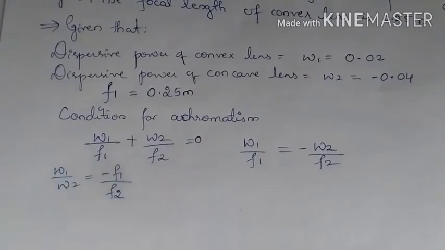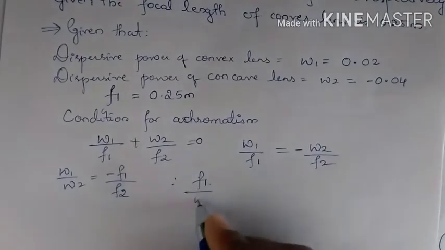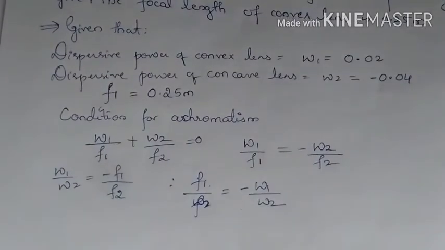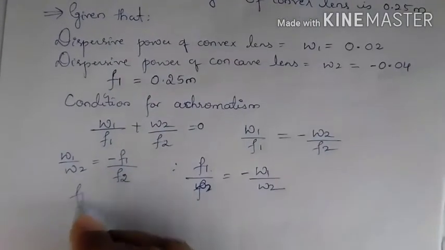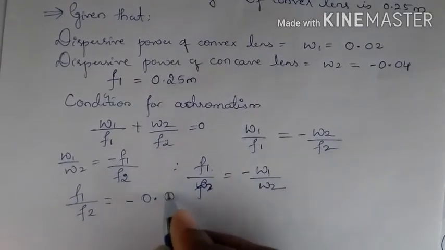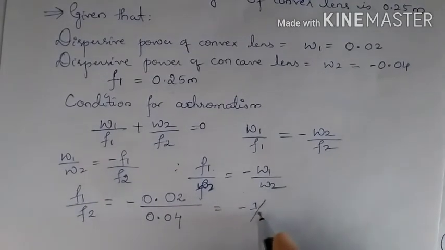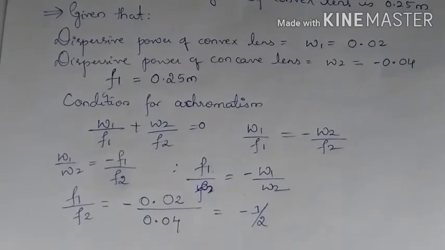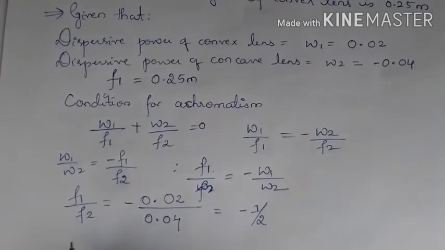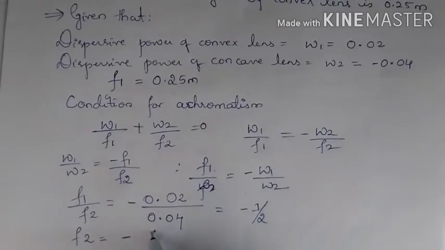We are given omega 1 and omega 2. So let us write f1 by f2 is equal to minus omega 1 by omega 2. So f1 divided by f2 will be equal to what? Minus 0.02 divided by 0.04, which is half. So you get f1 by f2 is equal to minus half. That means f2 will be what? f2 will be minus 2 f1.